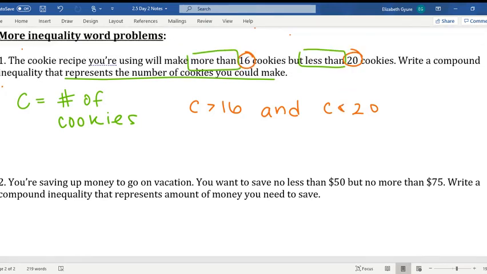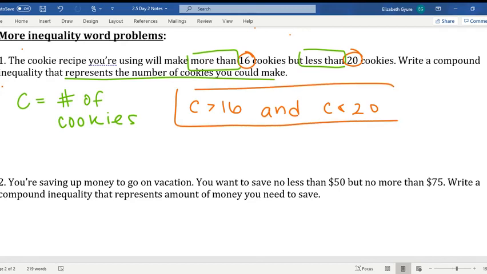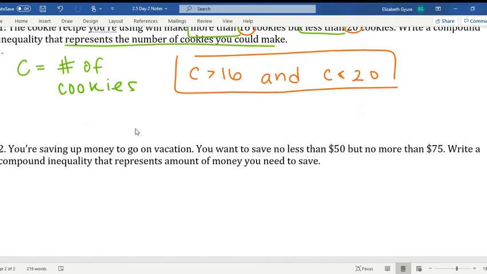Good. That's the whole problem. So in that case, I lied to you. We have time for number 2. All right, number 2, you're saving up money to go on vacation. You want to save no less than $50, but no more than $75. Write a compound inequality that represents the amount of money you need to save.